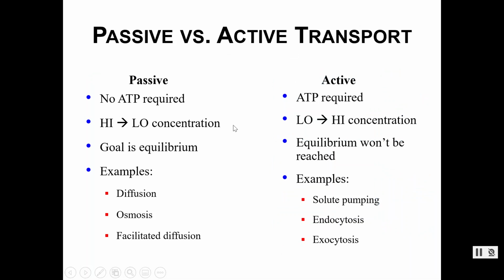All right, just to recap, passive transport, we're not going to use ATP. We're going to go from a high to a low concentration until we've hit equilibrium. And we did our diffusion examples, both our facilitated and our simple diffusion, as well as osmosis. Active transport does require ATP because we're going from a low to a high concentration. We will not be reaching equilibrium here. And our examples are solute pumping, like the sodium-potassium pump, and then all of the endocytosis and exocytosis examples.